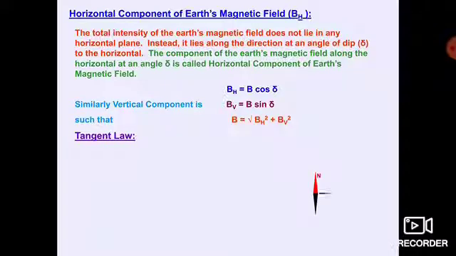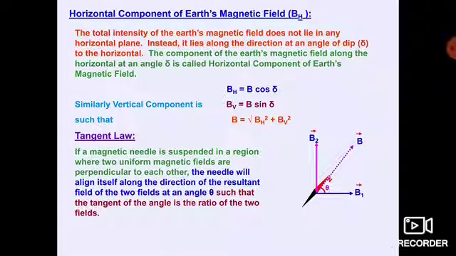Now what does the tangent law say? Say there are two magnetic fields B1 and B2, and B is the resultant of them. If a magnetic needle is suspended in a region where two uniform magnetic fields are perpendicular to each other, the needle will align itself along the direction of the resultant field of the two fields at an angle theta, such that the tangent of the angle is the ratio of the two fields. Tan theta will be B2 by B1.